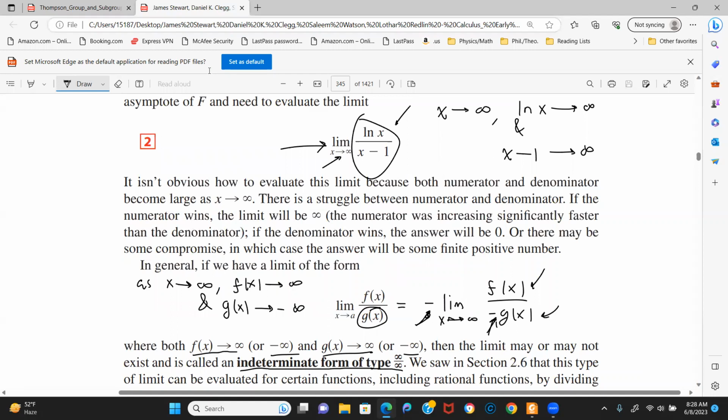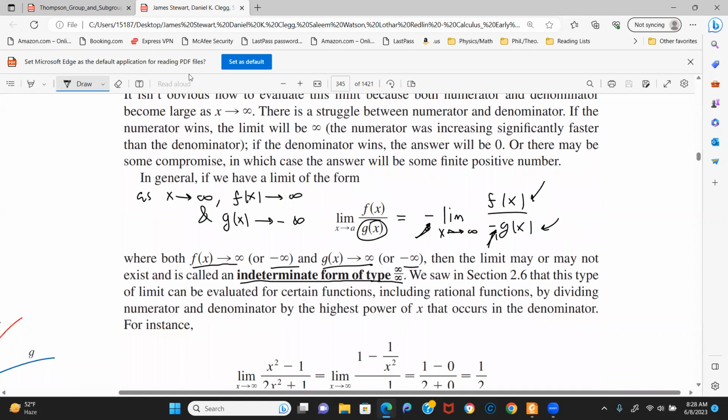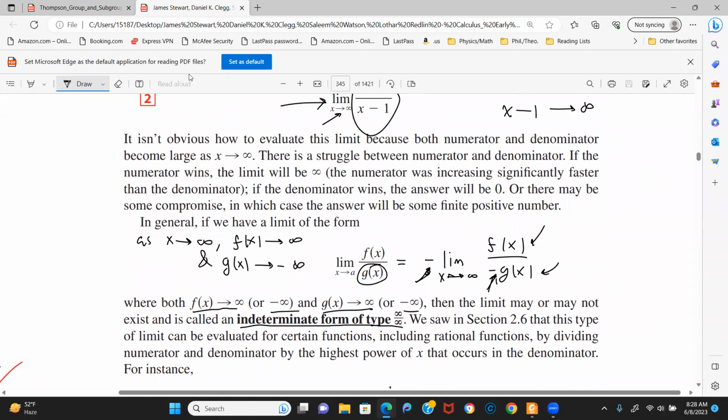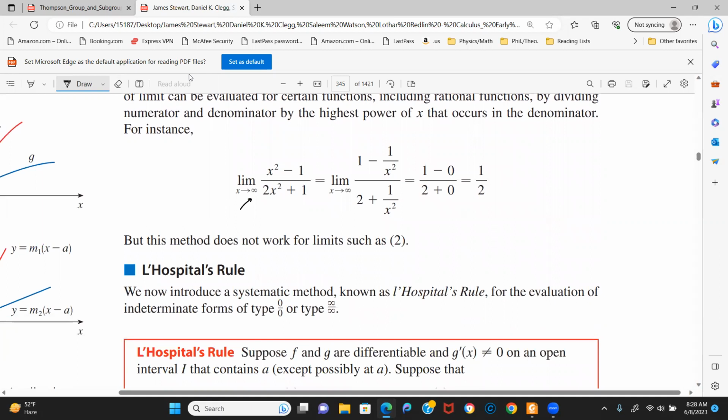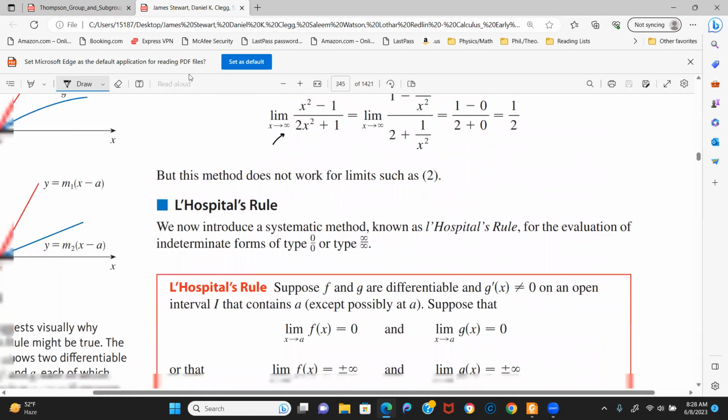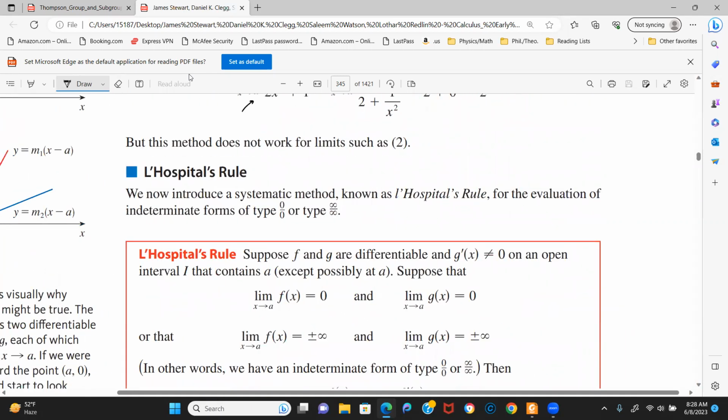So as I said, we really need new techniques. This example is just trying to underscore this fact. So what is this new technique going to be? It's going to be L'Hopital's rule. It's going to help us evaluate limits where we get indeterminate forms of type 0 over 0 or type infinity over infinity.